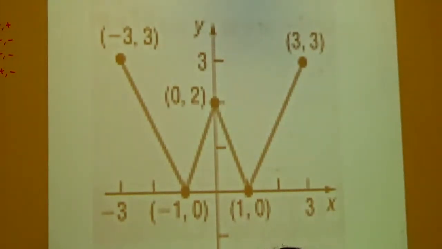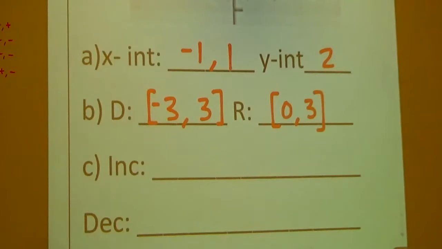All right, what about the range? Same thing. They don't go off to infinity. What's the smallest y value? 0 with a hard bracket. What's the largest y value? 3. All right, so there's how we write those. Both have hard brackets because both of them are included.